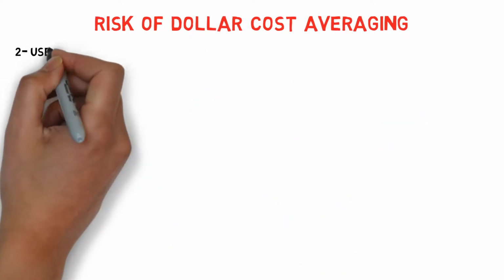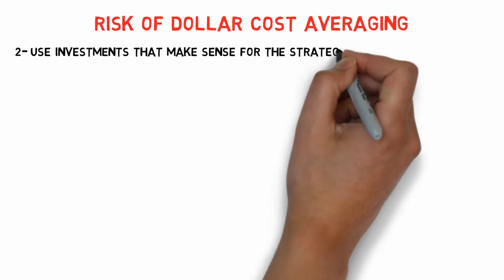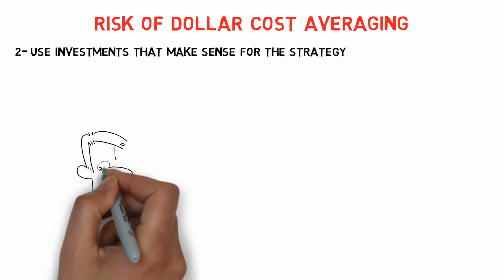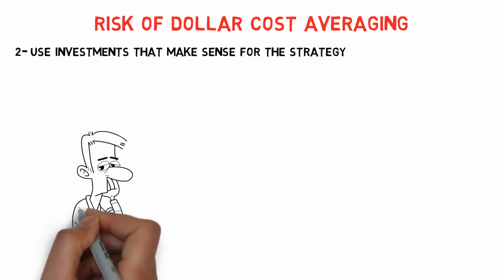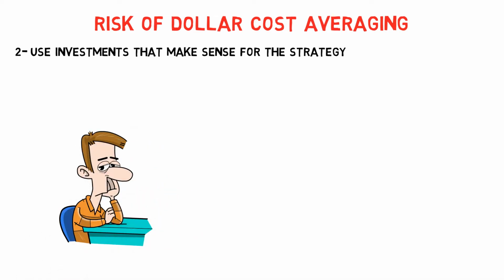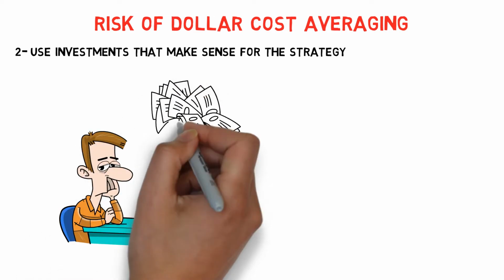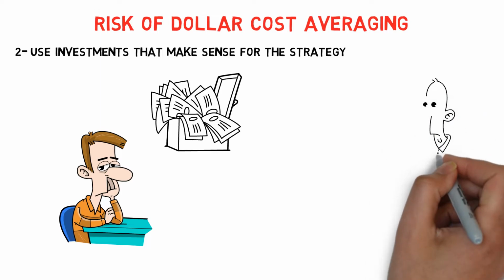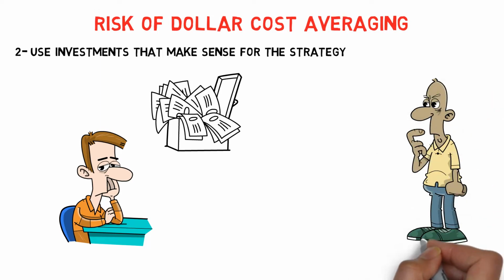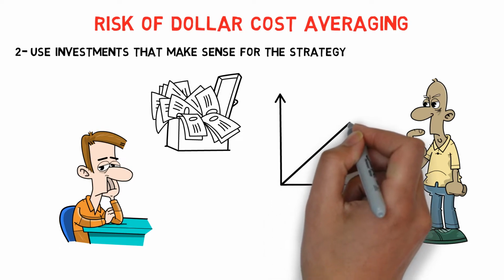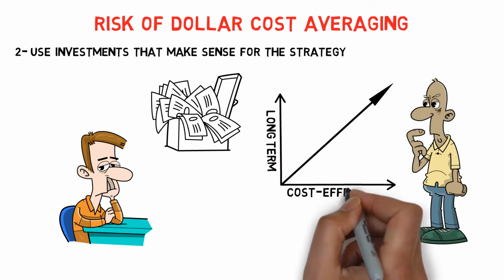Number 2. Use investments that make sense for the strategy. It is possible that we will not be able to use a dollar cost averaging method for all our assets. It will simply be too expensive for certain investments to make sense, while for others, the long-term plan may not be acceptable. When we dollar cost average, we must do so in investments that are both long-term and cost-effective.